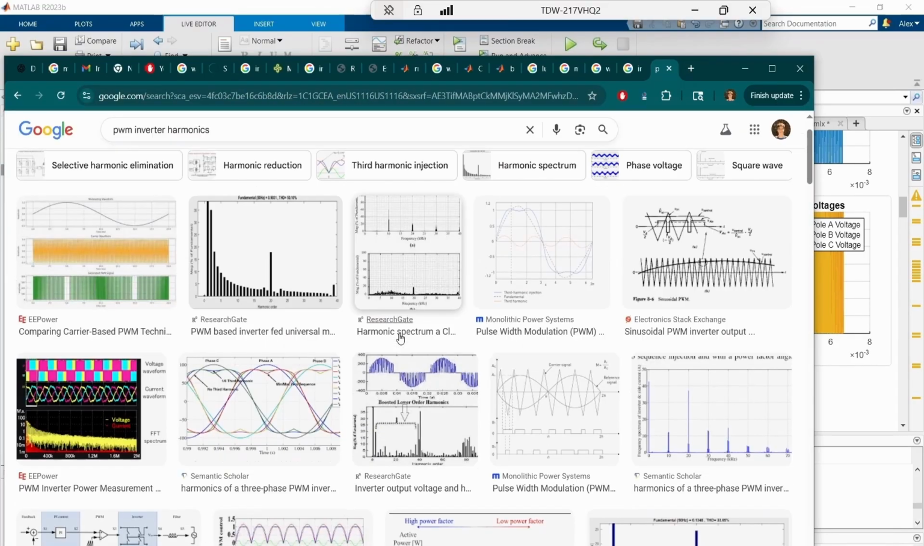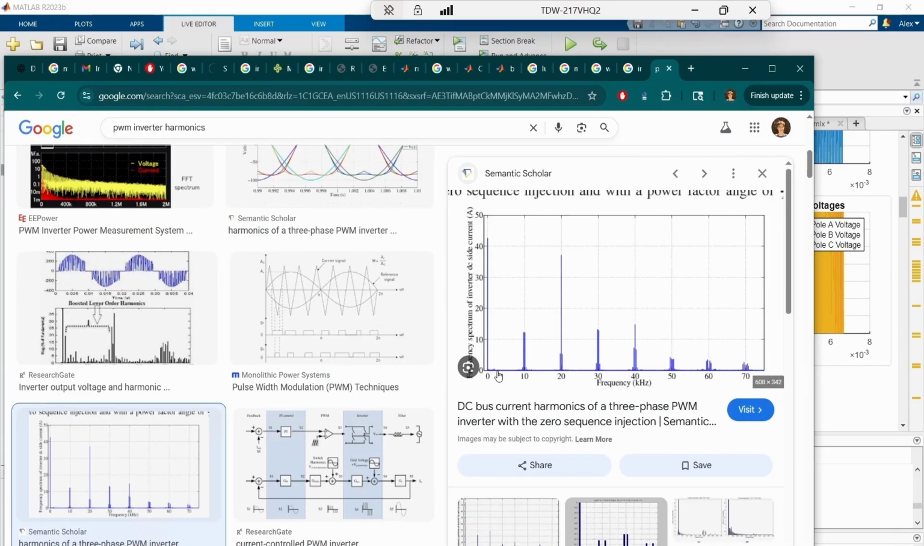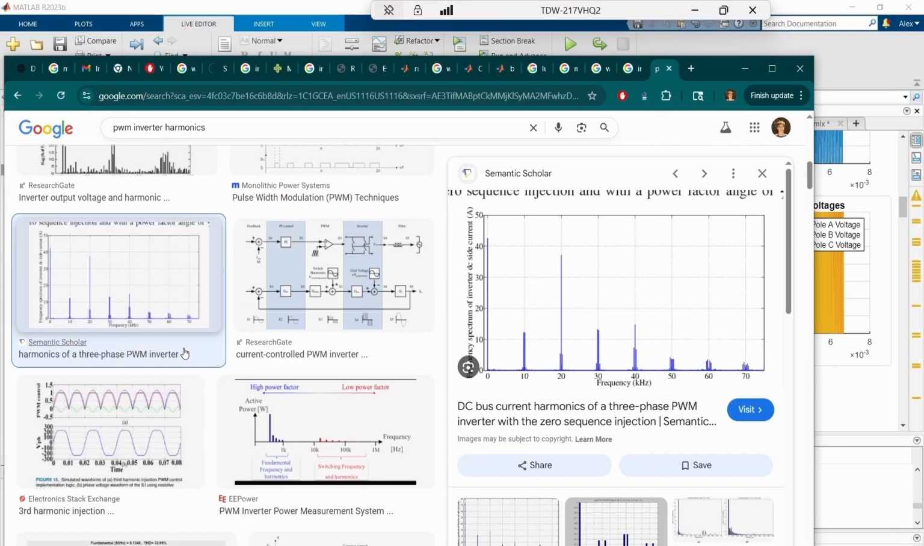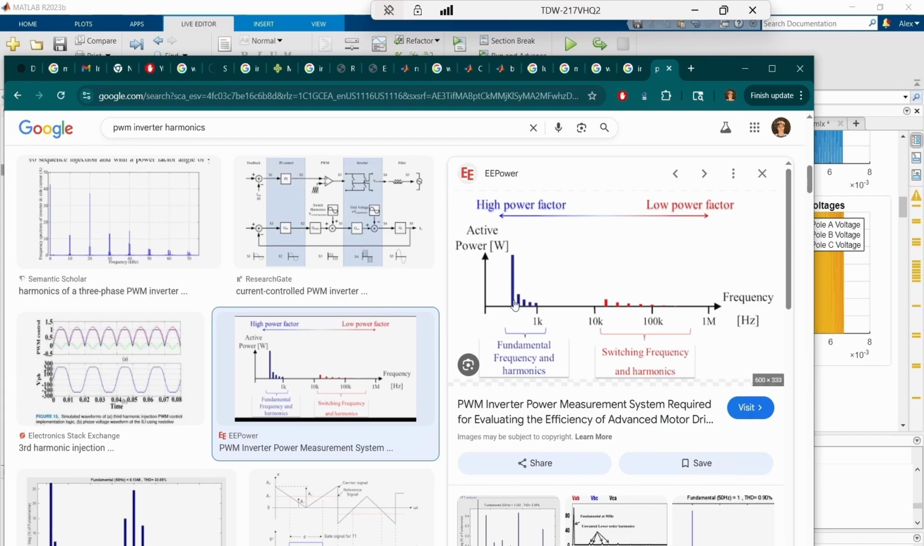So you'll be able to see basically the frequency distribution is going to be whatever your fundamental frequency is, and then you're going to have harmonics at the switching frequency. So here you see the fundamental frequency is going to be the main component of this, and then there are going to be harmonics at multiples of your switching frequency.